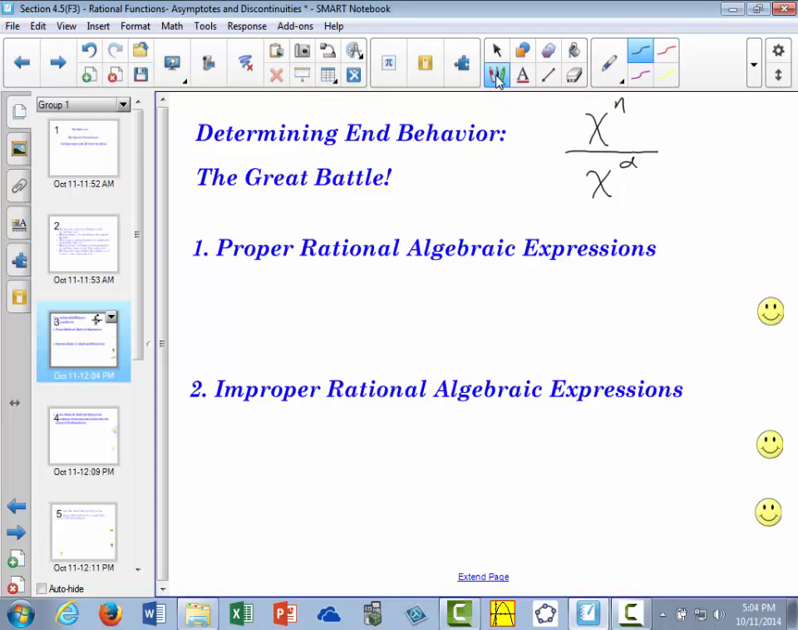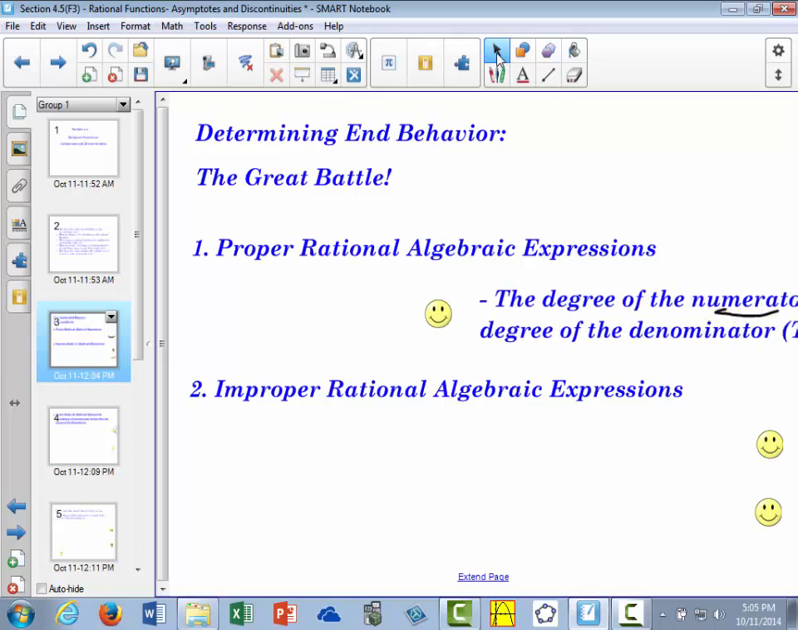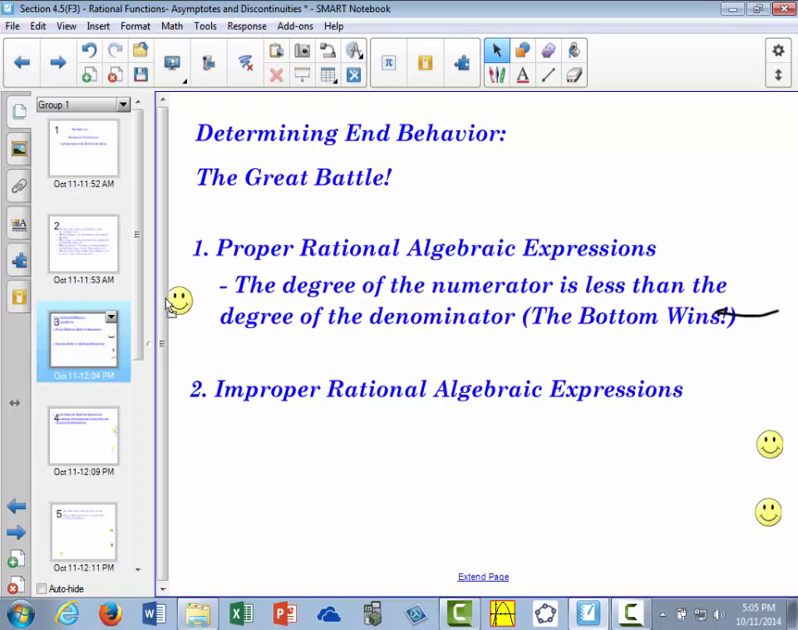And we have three possible outcomes. A proper rational algebraic expression is defined as a situation where the degree of the numerator is less than the degree of the denominator, in which case I like to define that as a situation where the bottom wins. The denominator has a larger degree.